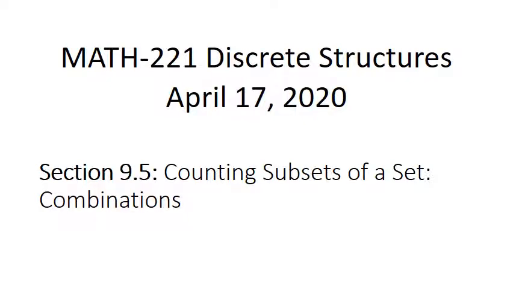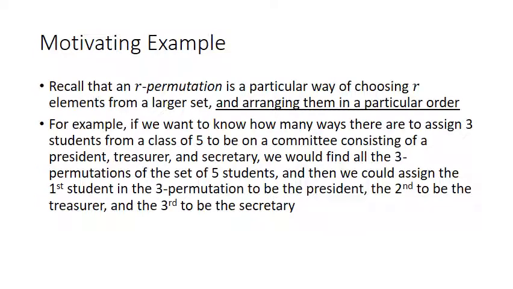So today we're going to do section 9.5, which is counting subsets of a set, combinations. Okay, so we're going to start off with a motivating example to see what the formula is for combinations and why it works. So first I want you to remember that an R permutation is a particular way of choosing R elements from a larger set and arranging them in a particular order.